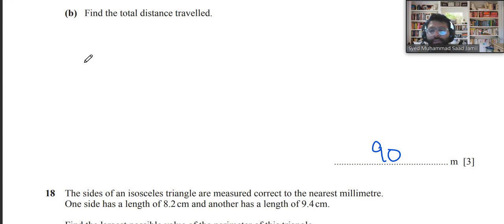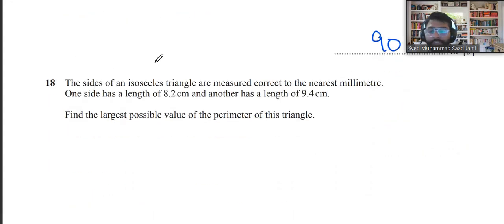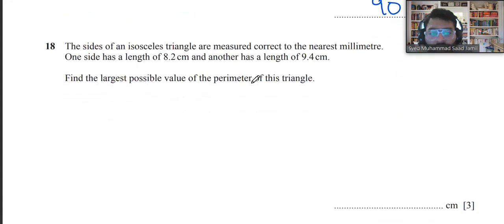Alright guys, let's move on to question 18. It says the sides of an isosceles triangle are measured correct to the nearest millimeter. One side has a length of 8.2, another side has a length of 9.4. Find the largest possible value of the perimeter of this triangle. So look guys, first of all let's make the isosceles triangle.